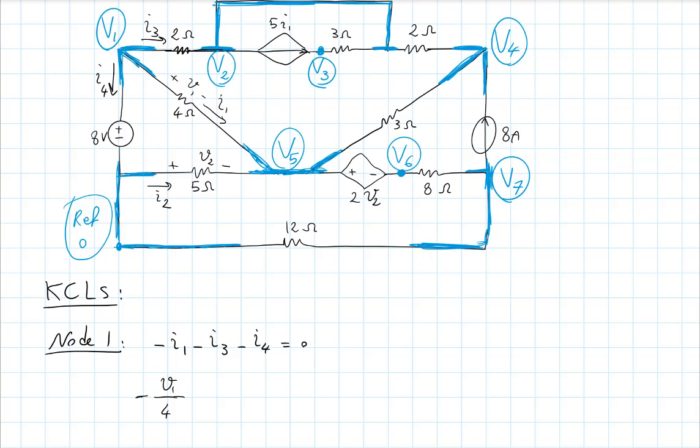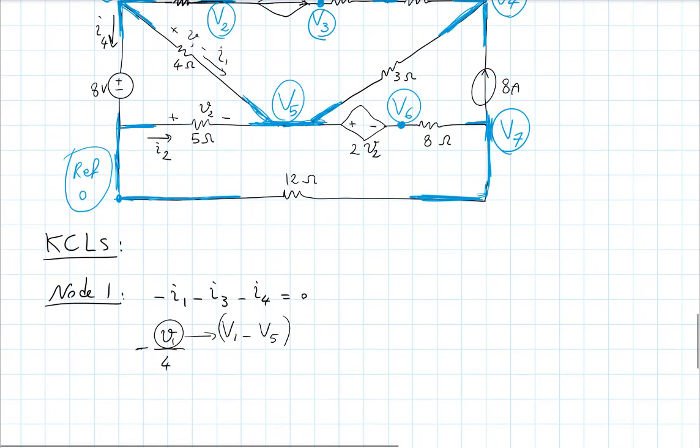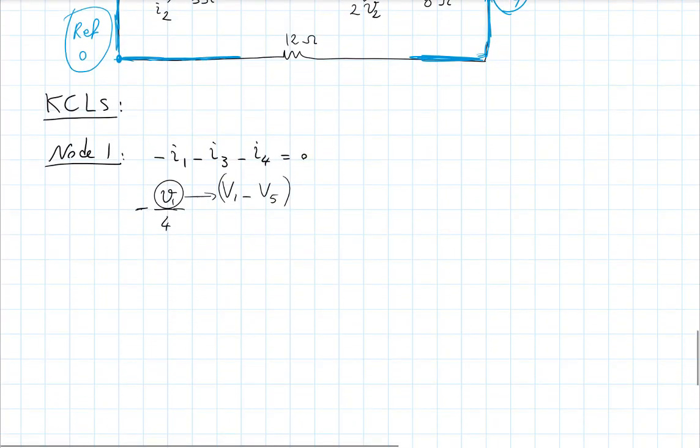Big V1 minus big V5. Notice the polarity of the way I have defined the little V1. Okay, so this is big V1 minus big V5. And there you have it. So that's what you need to put in the first equation.